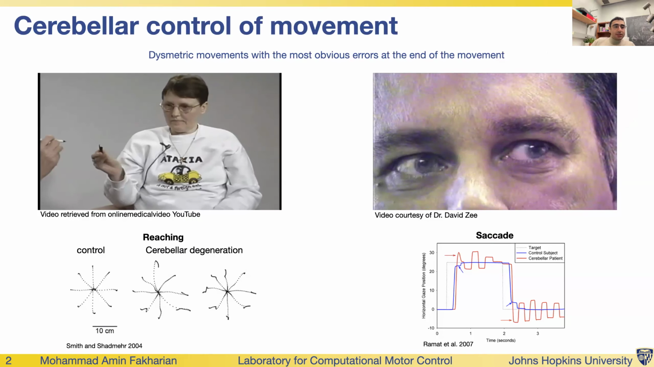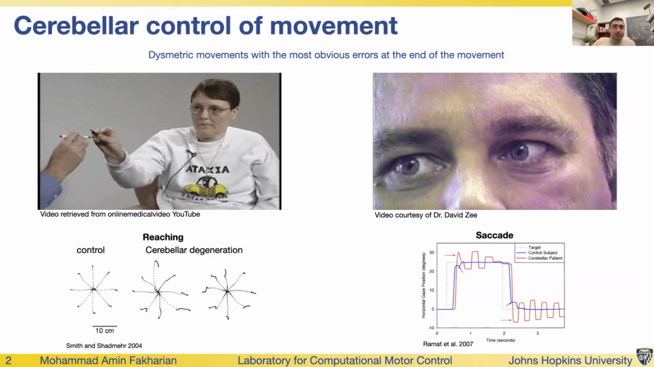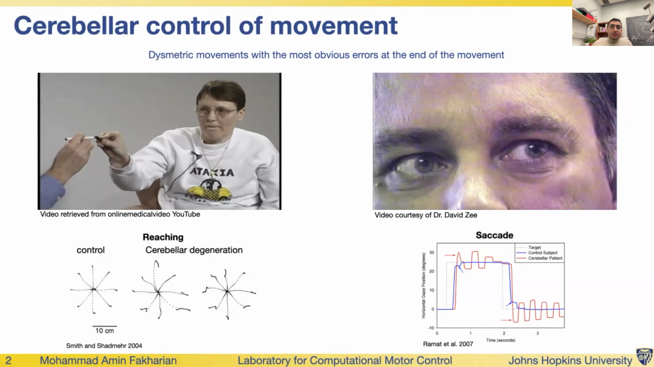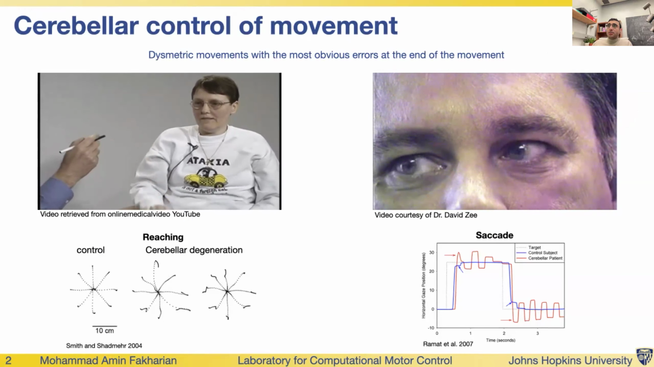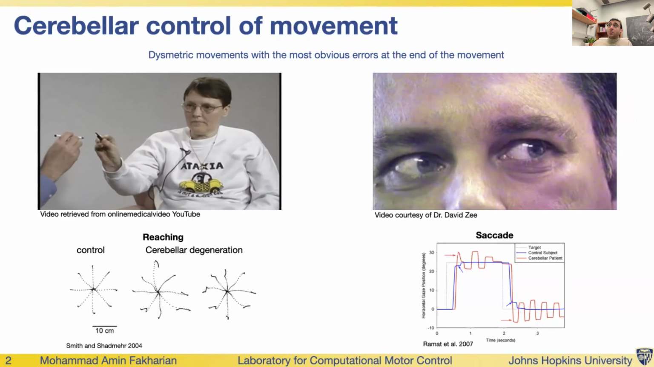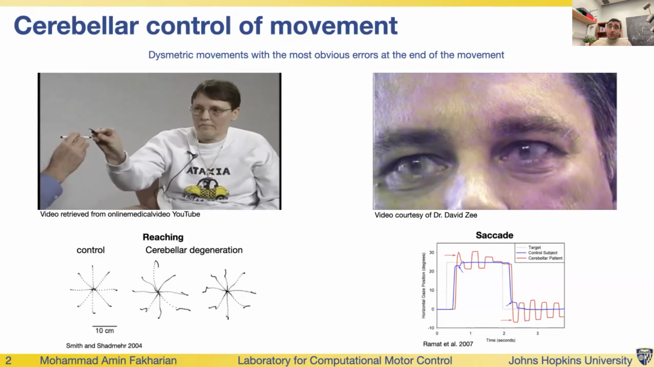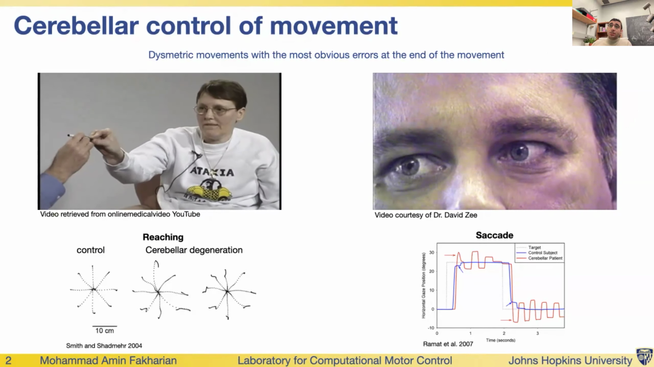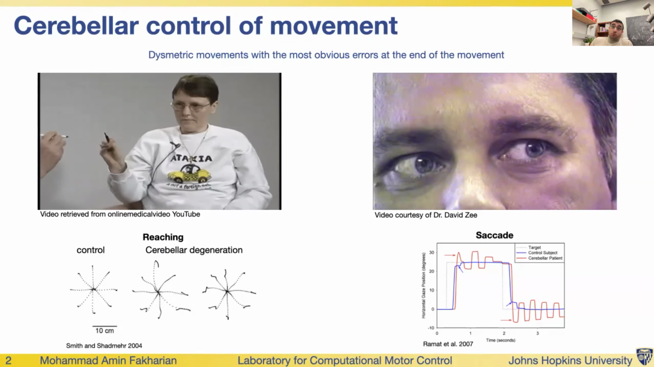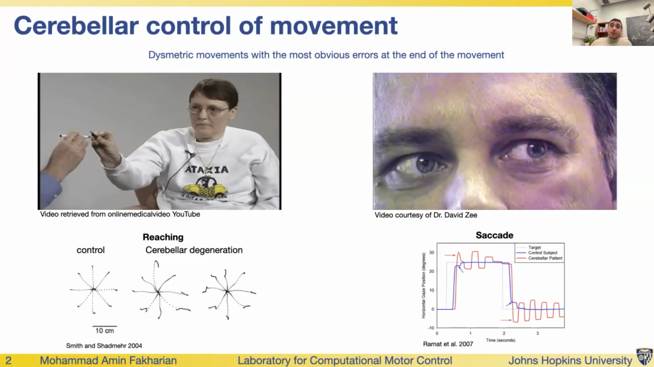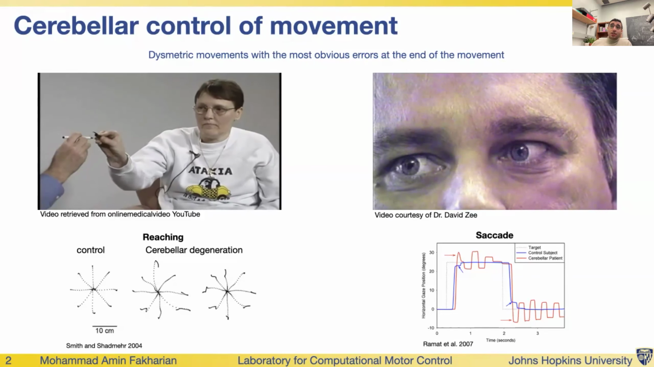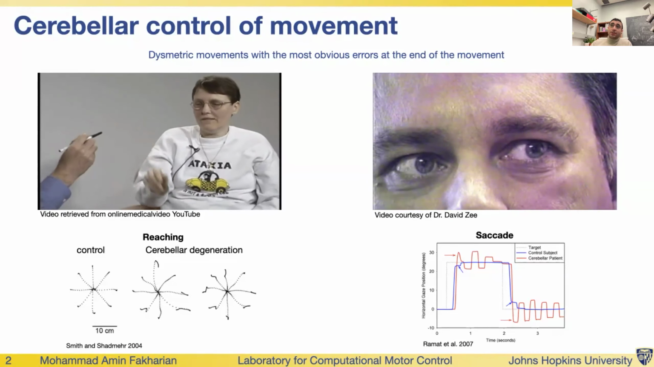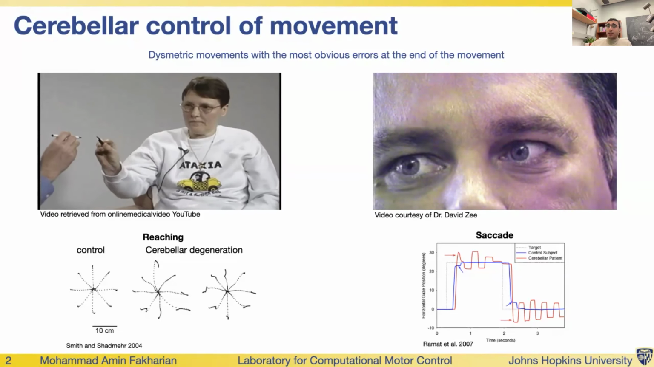So cerebellum is essential for endpoint accuracy of the movement. And one of the common symptoms of cerebellar patients is dysmetric movements with the most obvious errors at the end of the movement. Here on the left, you see an ataxia patient who is not having that much difficulty starting and initiating the movement, but as you can see, it's hard to end the movement accurately and he's struggling.